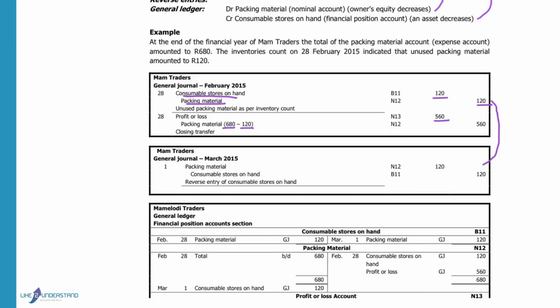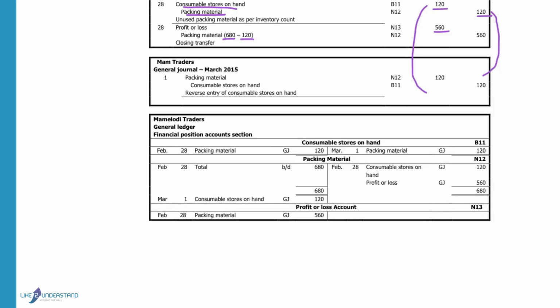We created an asset at the end of the year that was a temporary asset, so we have to cancel it, and therefore we will credit consumable stores on hand so that we don't have that asset anymore. In the general ledger, we will have a total for packing material of 680 rand. We will credit the packing material with the amount that was not used in the current year and transfer it to the asset account that we create.